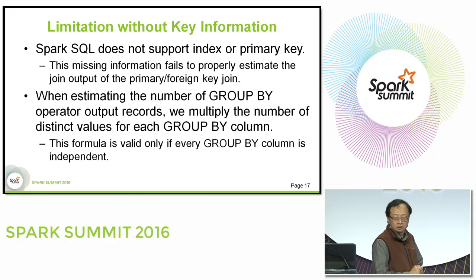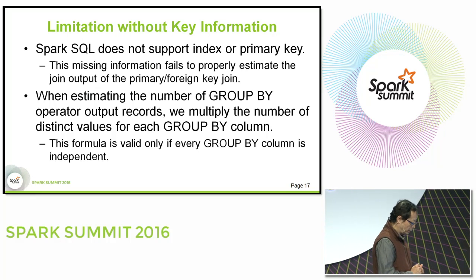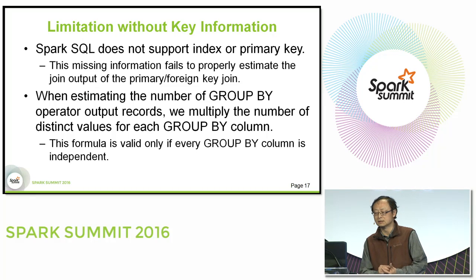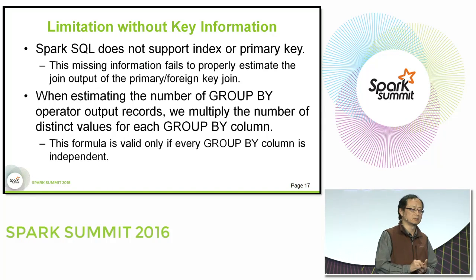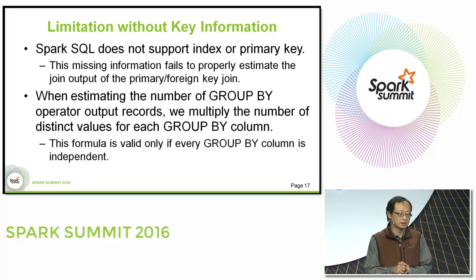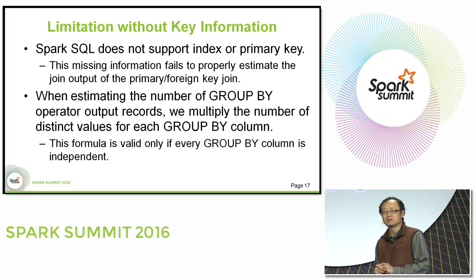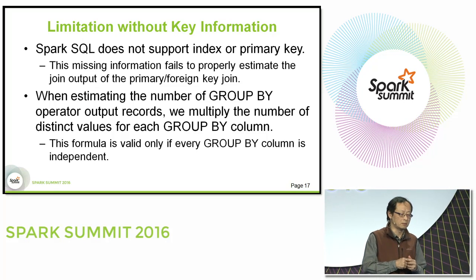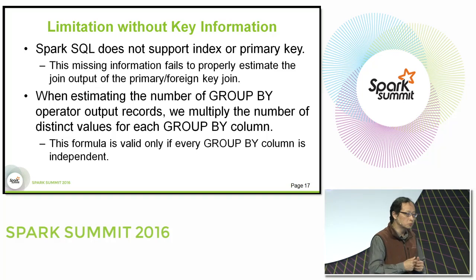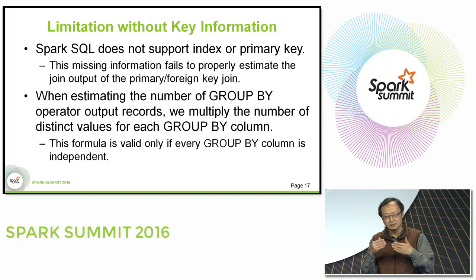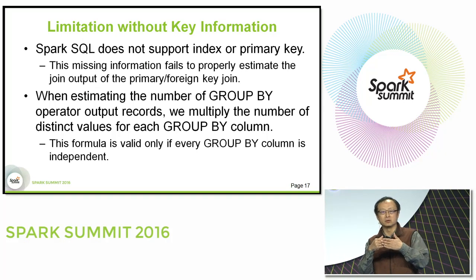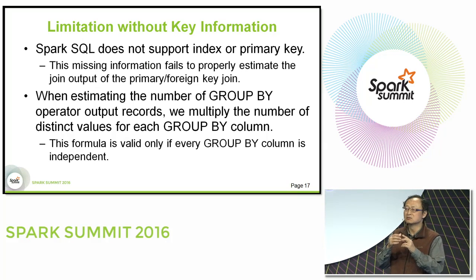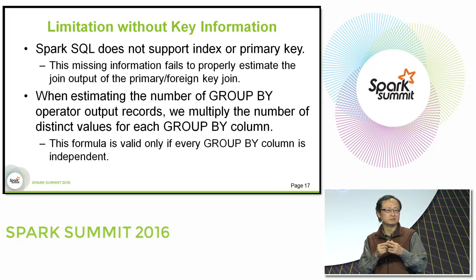Next thing I want to talk about: we are able to find out whether or not a column is unique. Spark SQL does not support index or primary key. Without this information, sometimes it is difficult to figure out the size of the join output. This is because in the real world, most of the join operations are primary key and foreign key join operations. If you know one join column is unique, then you can estimate the join output very precisely.